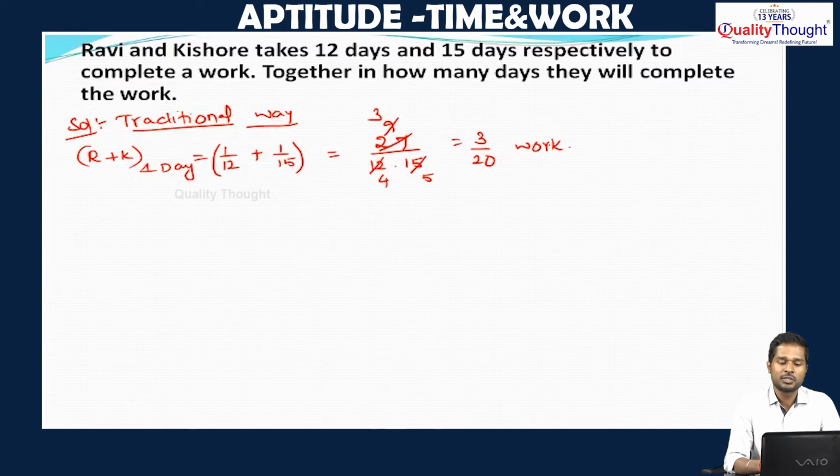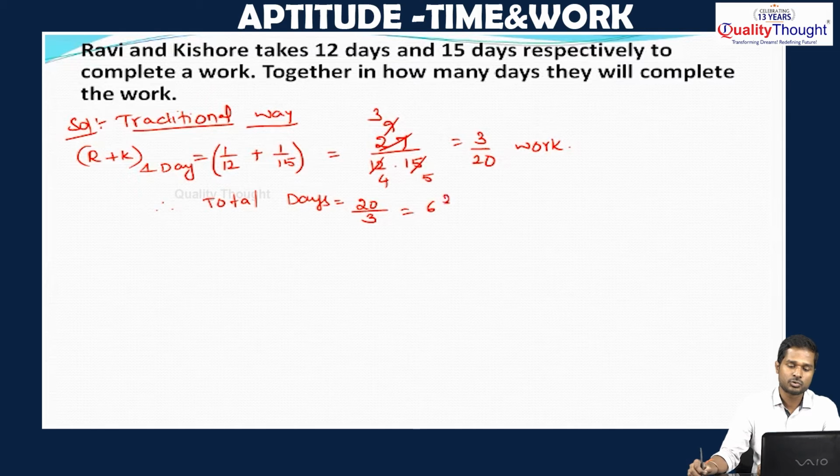So if Ravi and Kishore work together, they will do a work of 3 by 20 in one day. Therefore, total days required, as we have seen, is the reciprocal of one day work, that is 20 by 3, which is 6 2 by 3 days. So Ravi and Kishore will complete the work in 6 2 by 3 days.